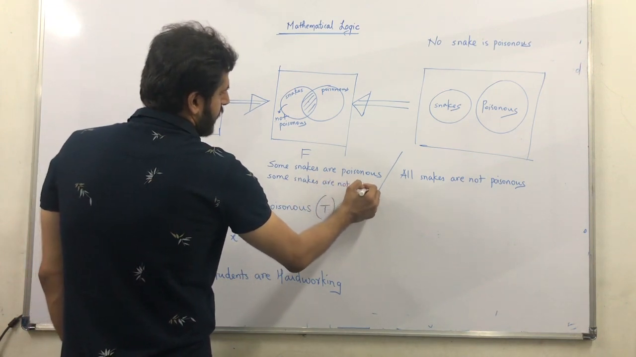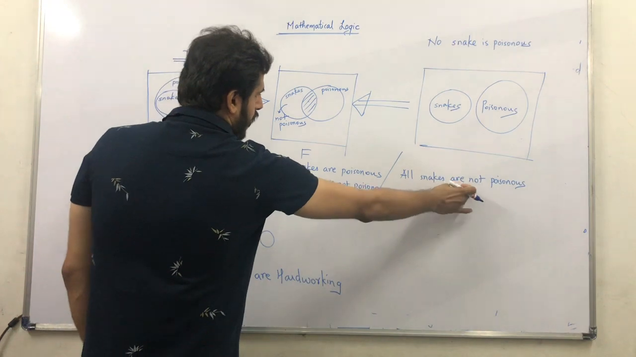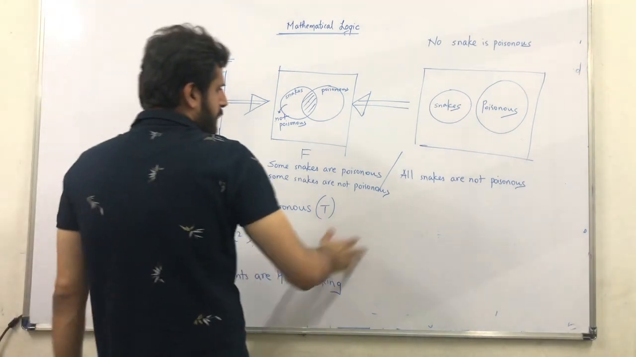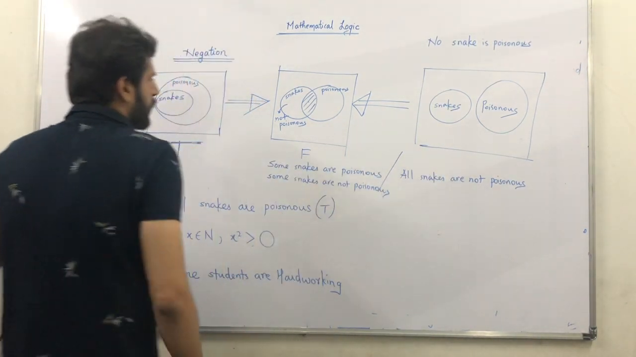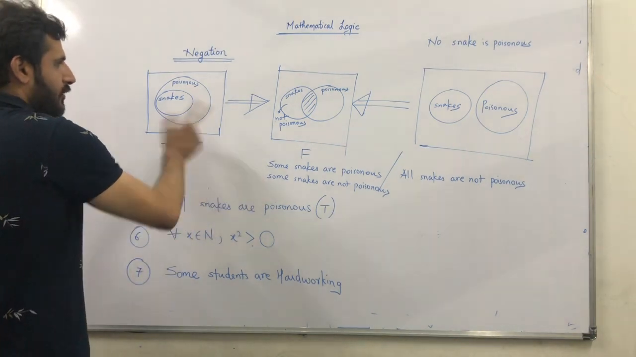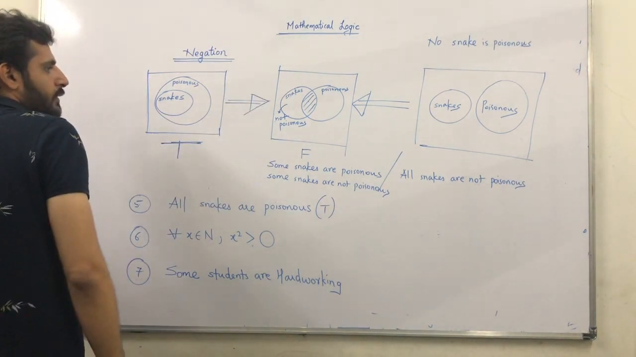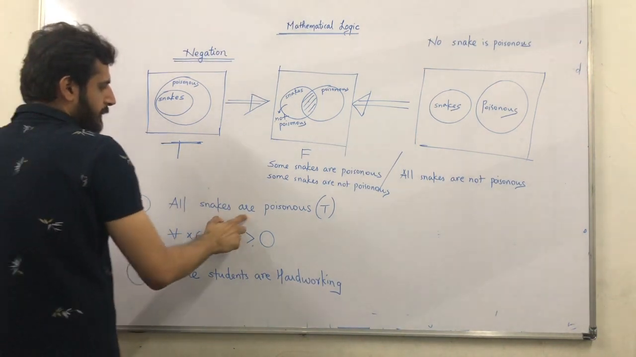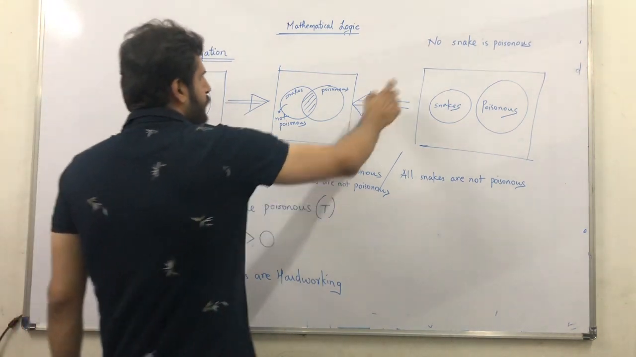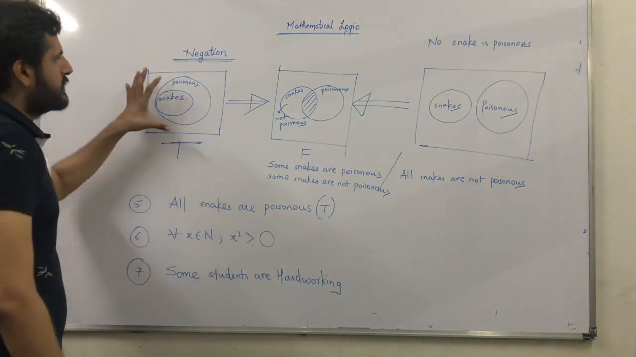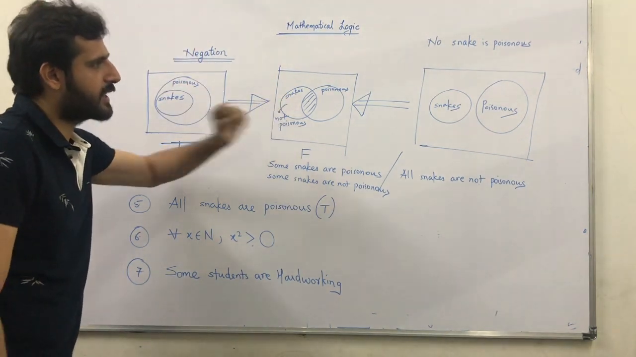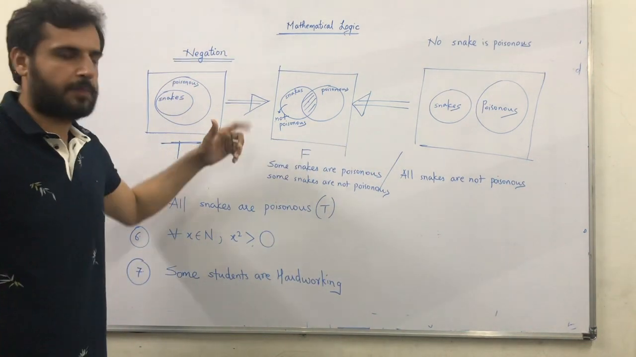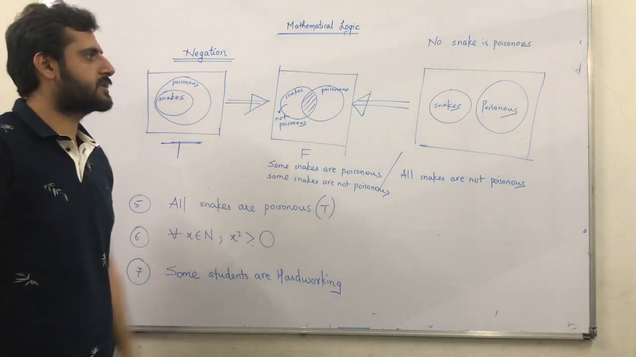We can also write the negation as not all snakes are poisonous, or all snakes are not poisonous. There are some snakes which are poisonous, but there are also some snakes which are not poisonous. That can be taken as a negation of both. It can be taken as a negation of the statement all snakes are poisonous. It can also be taken as a negation of no snake is poisonous. All snakes poisonous, not all snakes poisonous. No snake is poisonous, some snakes are poisonous, some snakes are not poisonous.